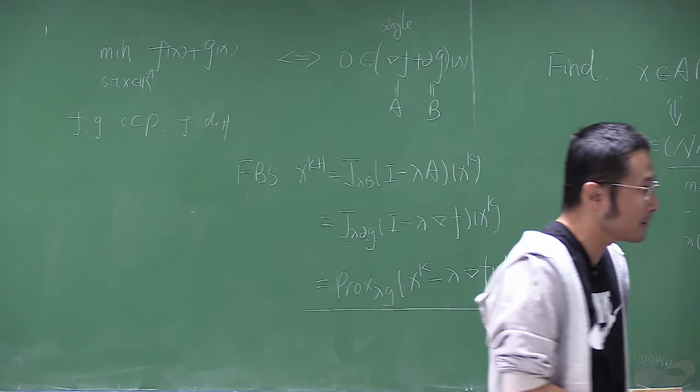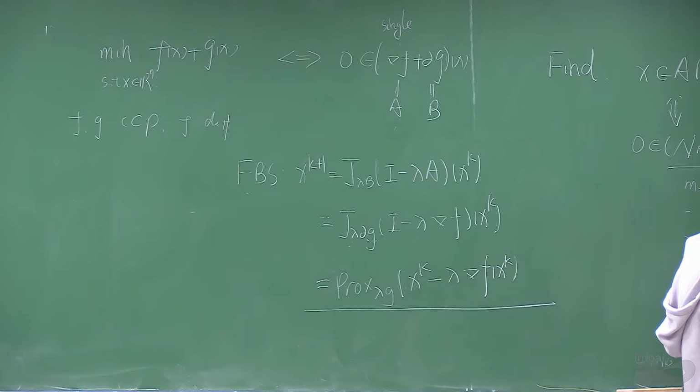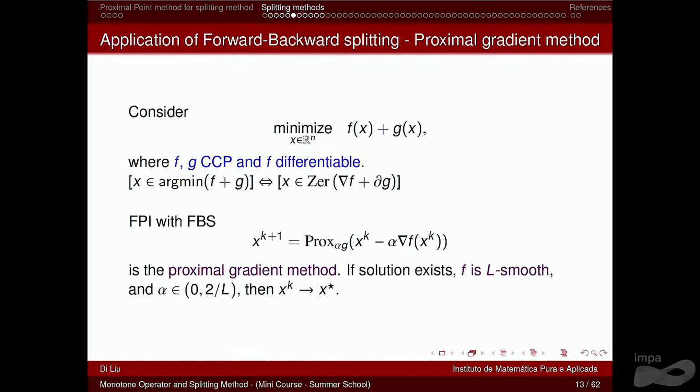One of them is differentiable, okay? And if the solution exists, if we assume the gradient of f is L-smooth, and also alpha belongs to (0, 2/L), then we can have the convergence, okay? We can have the convergence.